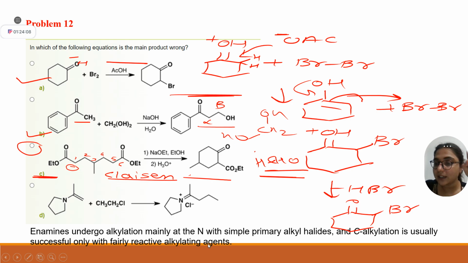If you are having alkyl chlorides and you are having enamines, the nitrogen lone pair will directly attack onto this. Not carbon; alkylation will take place from the nitrogen side, not from the carbon side. Understood?